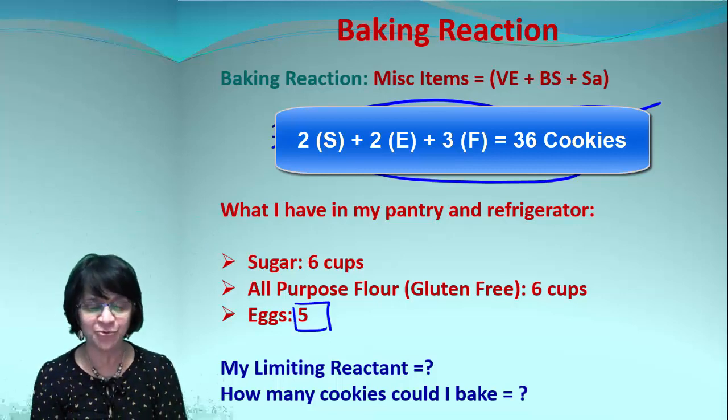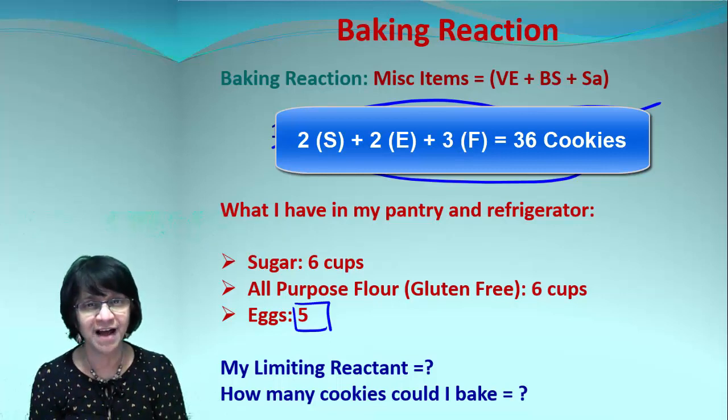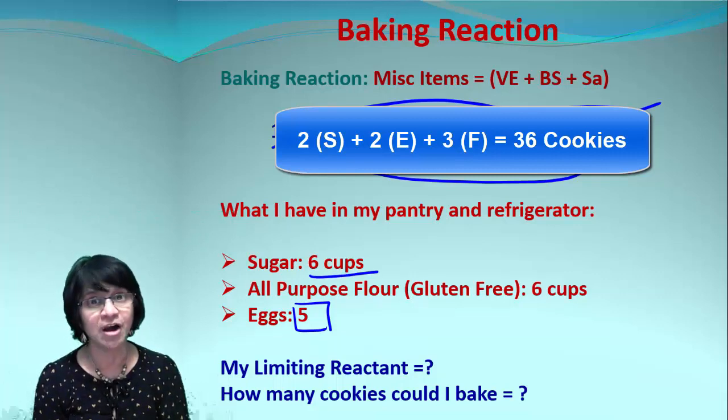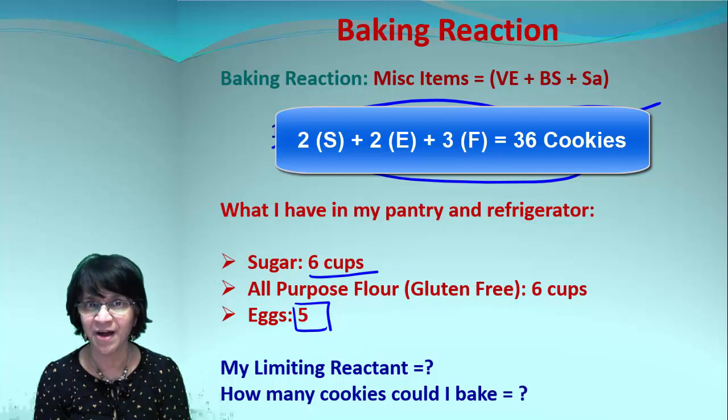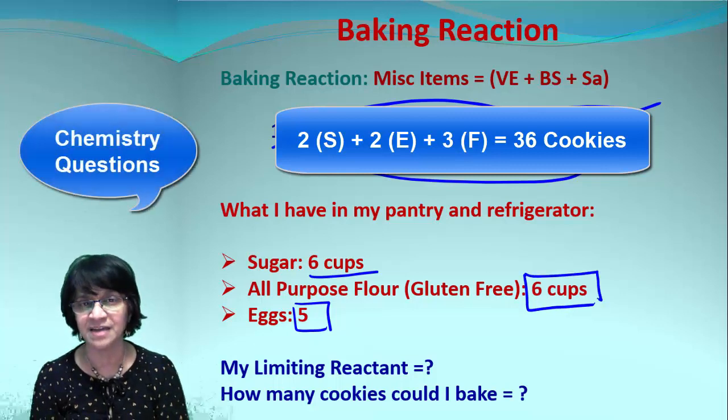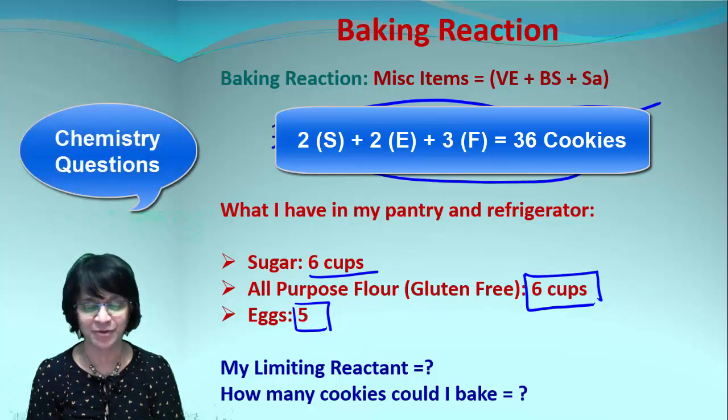As you saw, I only have 5 eggs. Sugar, I'm a little better off, looks like I have 6 cups of sugar. And all-purpose flour, I have 2.5 of those boxes with me. So if I put those in cups, I ended up getting 6 cups of flour.